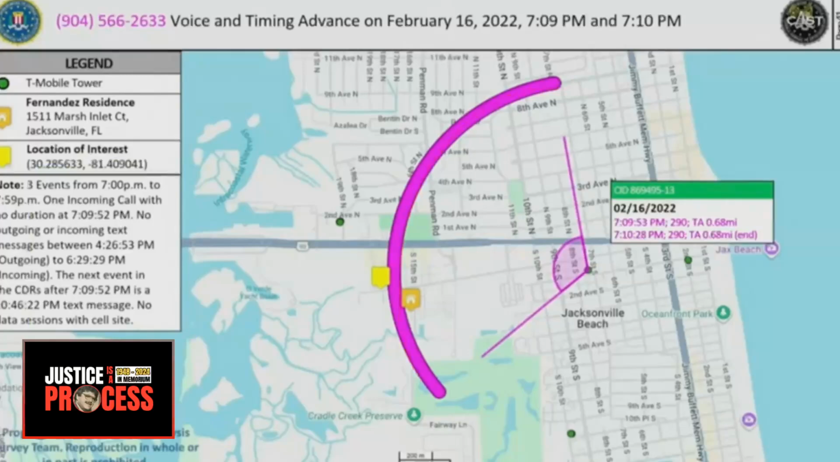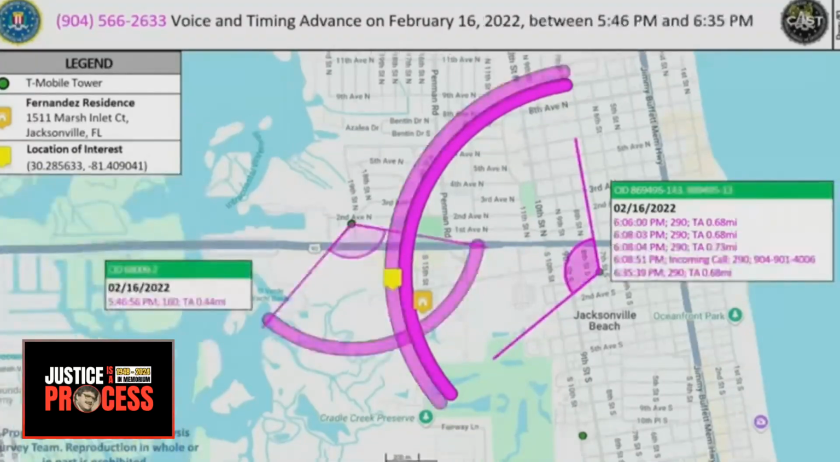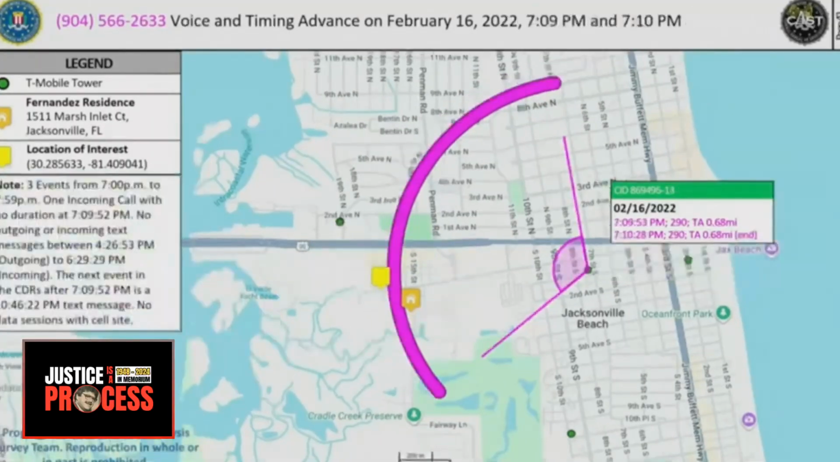So this is important, and I want to take a little bit of time with it. We see here that there's one incoming call at 6:08, and we have timing advanced records until 6:35 p.m. The next slide, you indicate that other than this 6:08 incoming call, there is one other call at 7:09, and that you reviewed. Does this mean, when you say no incoming or outgoing text messages between 4:26 to 6:29, and then again until 7... I'm trying to ask this in a better way. I'm going to go step by step.